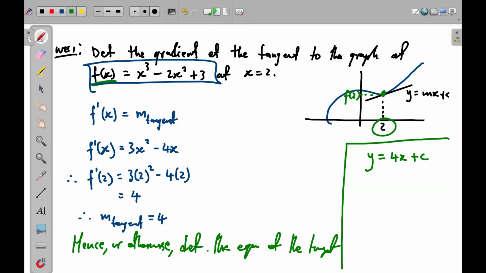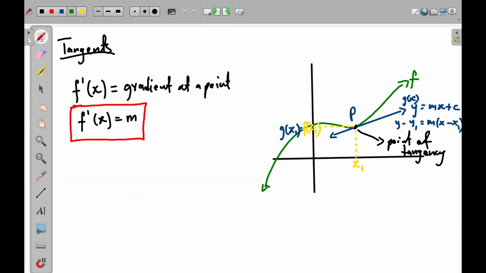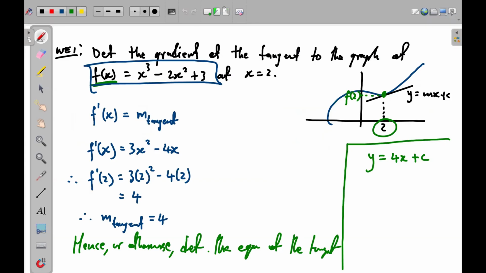Well, when you have the gradient, the second thing that you need is a point. And this is exactly where this discussion of knowing what is going on here comes into play. So to find the point, I already know the x coordinate of the point. I need the y coordinate of the point. So to find the y coordinate of the point, I must use the original equation or expression of this function, which is f of x.